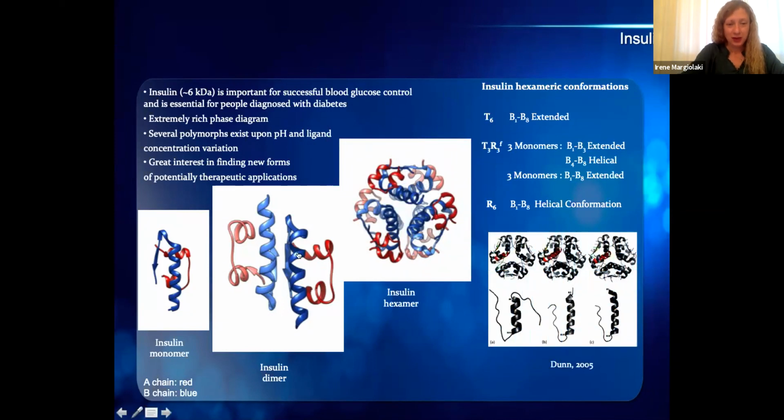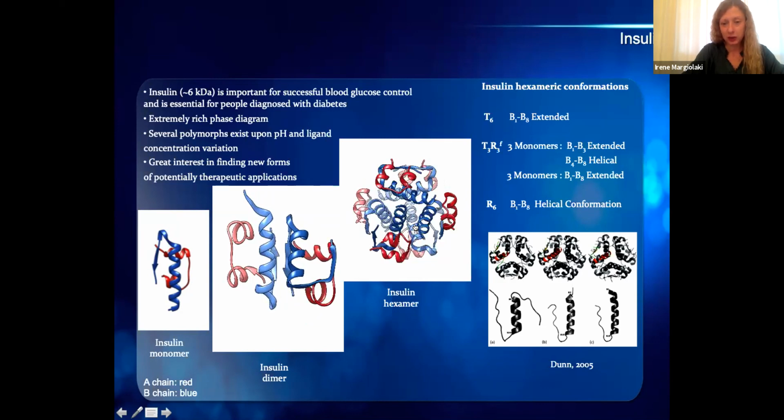So in the dimer, there are 2 chains which are held together via 2 disulfide bridges. In the dimeric and hexameric forms, we have distinct molecular conformations. One is the one shown now, where the part of the blue chain is extended, as shown in this video. This is called the T6 molecular conformation. The other one is when this part of the chain is helical, and this is called R6. And there is an intermediate one, which is called T3R3.